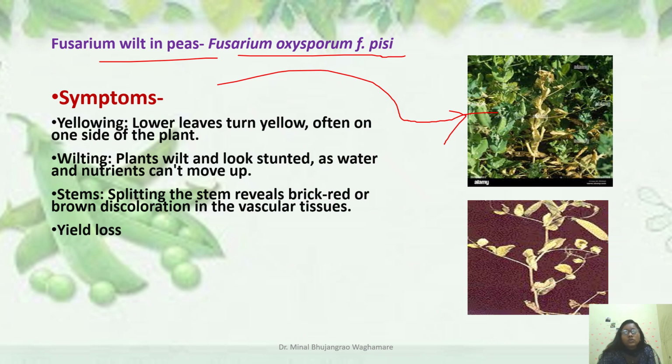Due to that, the plant shows a wilting appearance, which means the plant gets dry inside. In this, the lower leaves turn yellow, and after yellowing they become dry, and defoliation also takes place. Splitting of the stems reveals the discoloration of the vascular tissue. As we see, this pathogen damages the vascular tissue. It deforms the pods, reduces the size of pods and seed, and reduces the quality of the pod, and ultimately, due to the yellowing and drying of the leaves, the photosynthesis rate is reduced and yield losses appear.